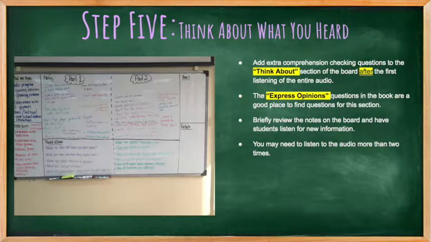After we listen to the audio 2 to 3 times, depending on the needs of the students, we check our answers for the main ideas and details questions with their group. We go over the questions in the book as a class, then I have the students take 3 to 4 minutes to talk about the Think About questions in their group.